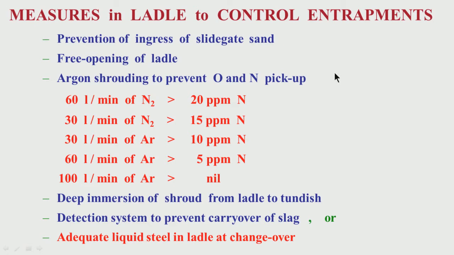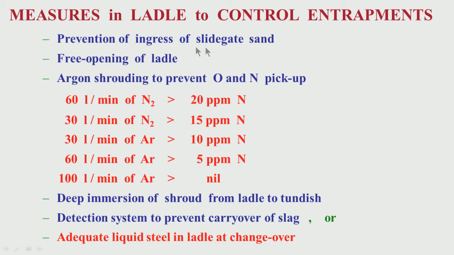When you are trying to open the Ladle, if it is not free opening, then we are trying to open the Ladle with oxygen lancing, because steel has got stuck, steel has got solidified at the exit. So we are using oxygen lancing, which is not desirable. What is desirable is free opening of Ladle. When you open the slide gate, liquid steel should flow out. So it is called free opening of Ladle.